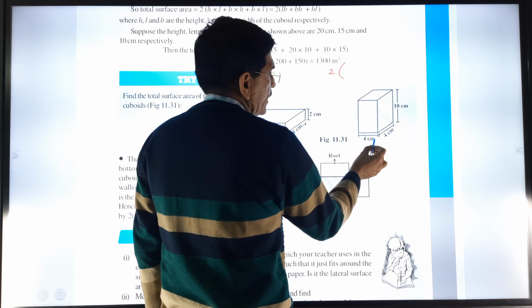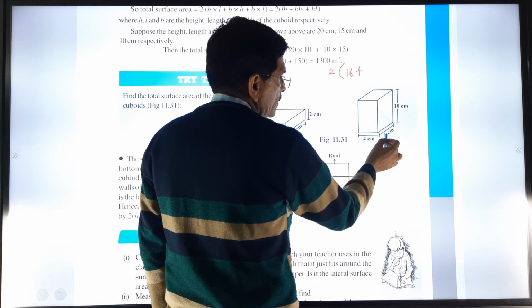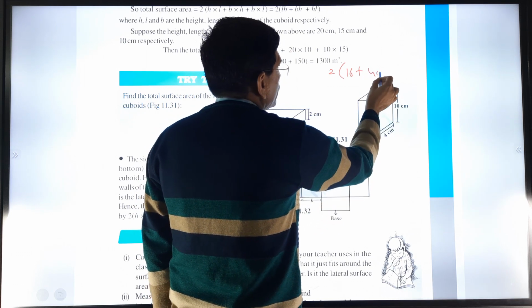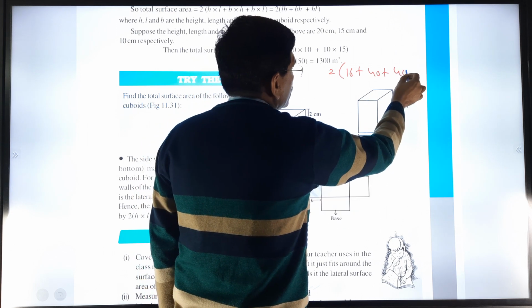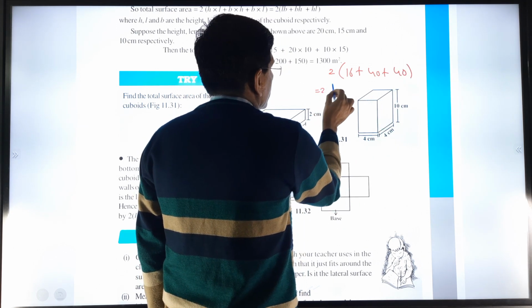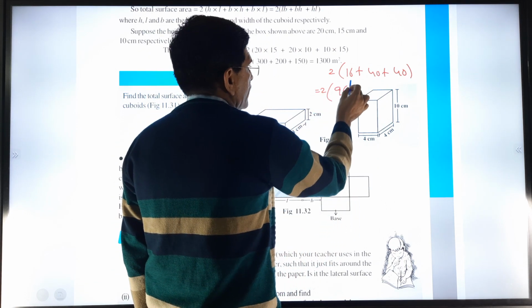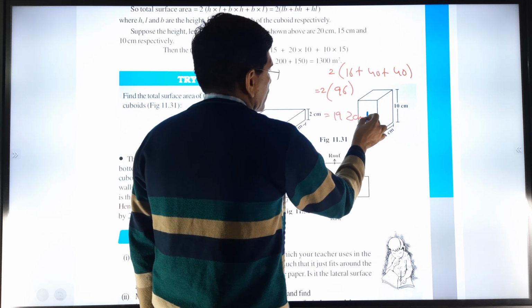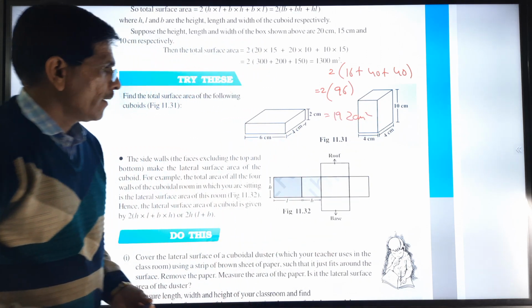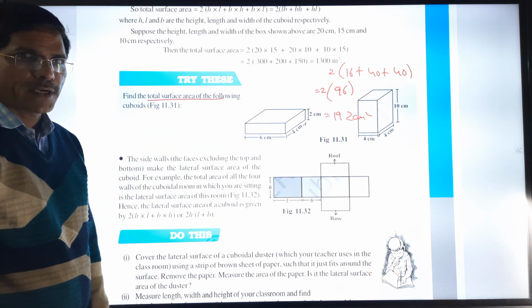So 2 into L into B, 4 fours are 16. B into H, 4 tens are 40. Plus 10 into 4, 40. So 2 into, 40 plus 40 is 80, 80 plus 16 is 96. That gives 192 centimeter square. So that is the total surface area we have found.